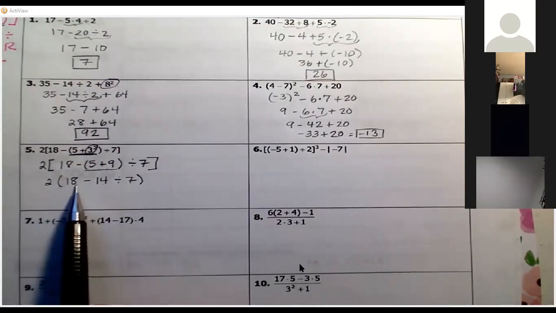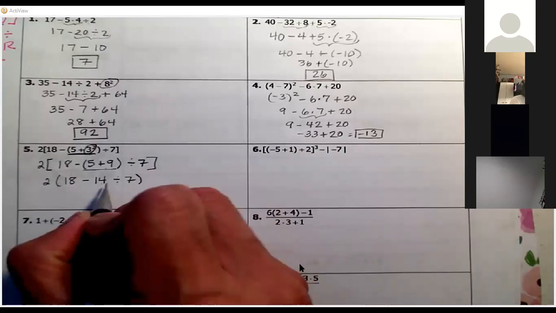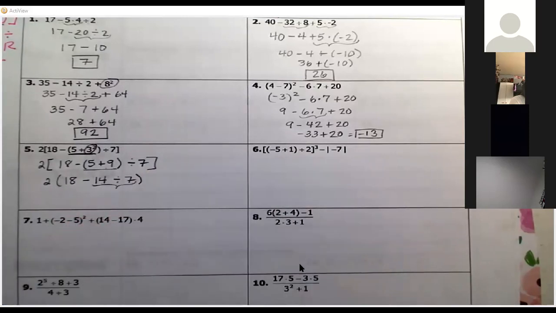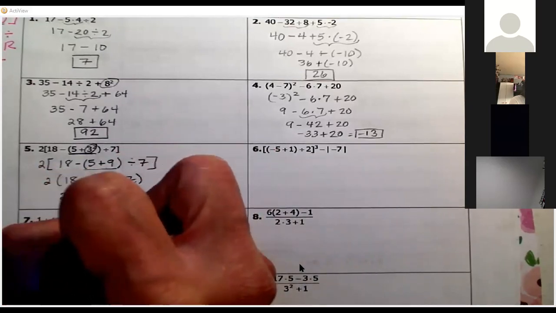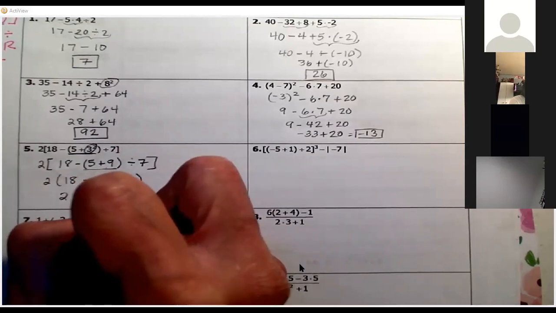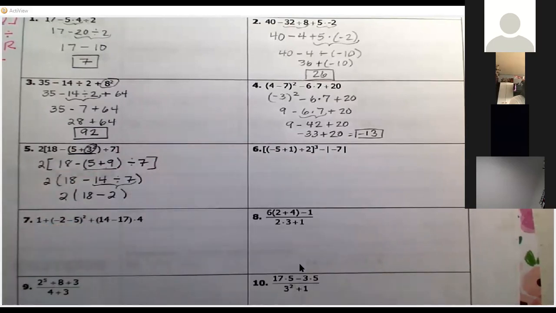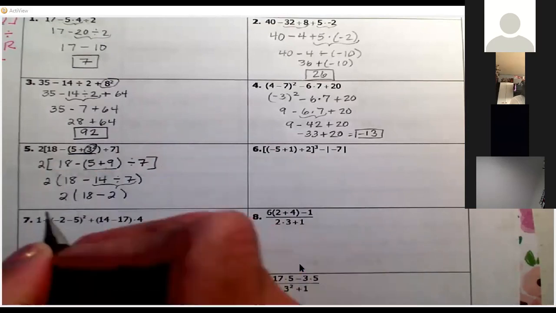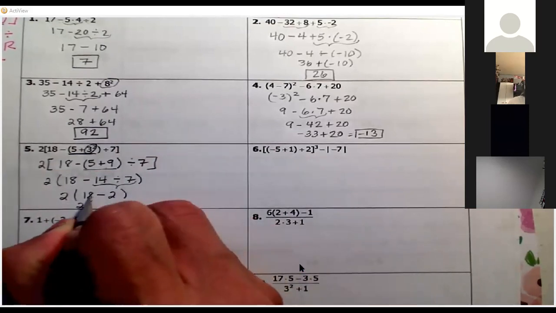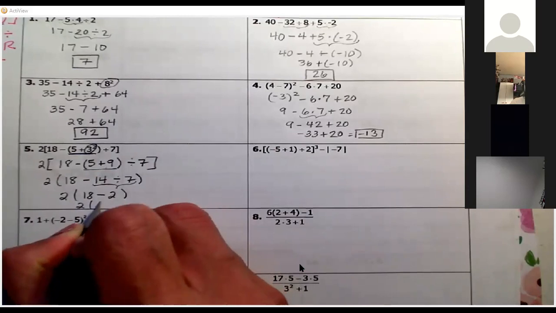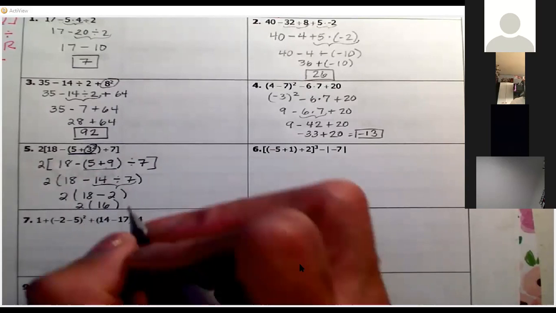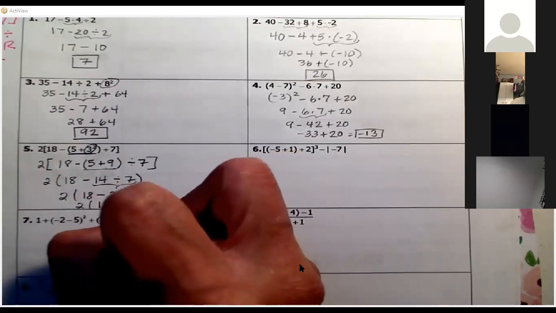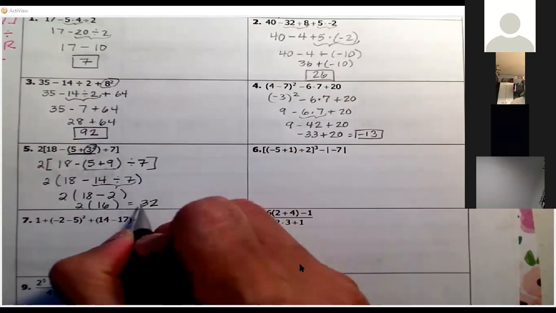So now inside here, I have to worry about division. 14 divided by 7 is what? 2. So now I have 2 times 18 minus 2 is 16. So 2 times 16 is equal to 32. So this is my answer.